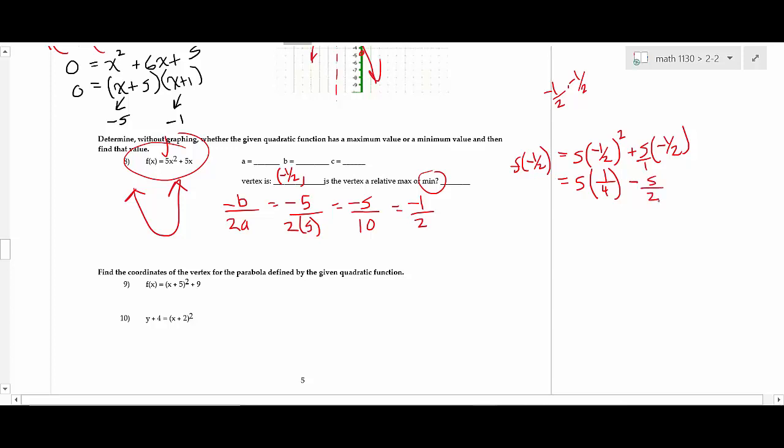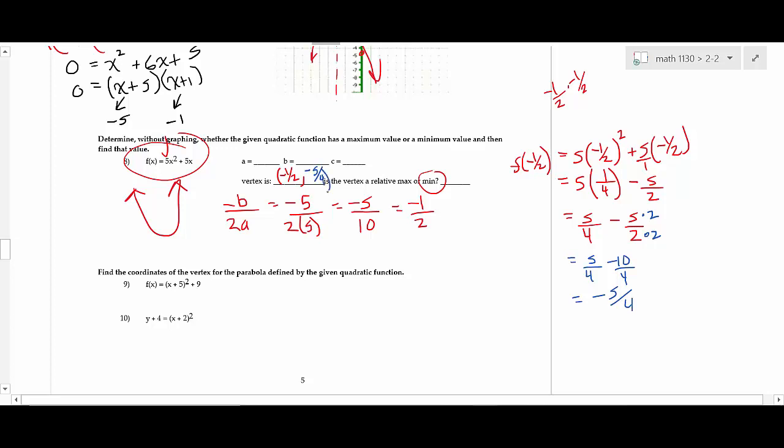Don't use decimals or anything. If you've got fractions, just plug in and deal with the fraction arithmetic. So that's 5/4 minus 5/2. You have to get a common denominator, which is 4. So I'm going to multiply that by 2 over 2, and I get 5/4 minus 10/4. That will give negative 5/4. So the other part of your vertex, the y value, is negative 5/4.